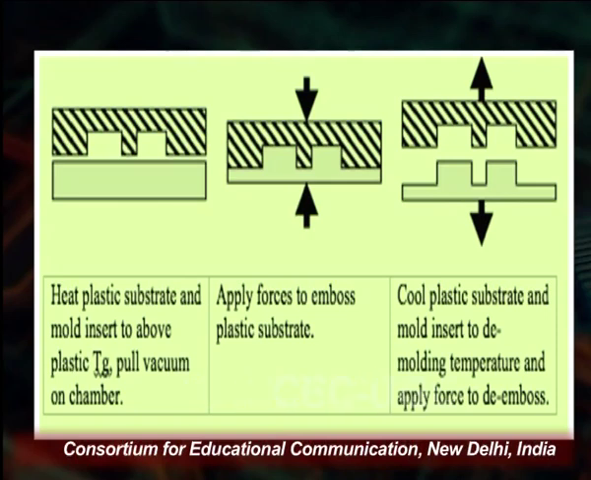So these are the three steps in embossing. First, heat the plastic substrate, then insert the mold on it. Second, apply force to emboss the plastic substrate so that the pattern is imprinted on the plastic. After that, cool the plastic substrate and the mold insert to the demolding temperature. The mold is removed from the substrate, and then force is applied to de-emboss.